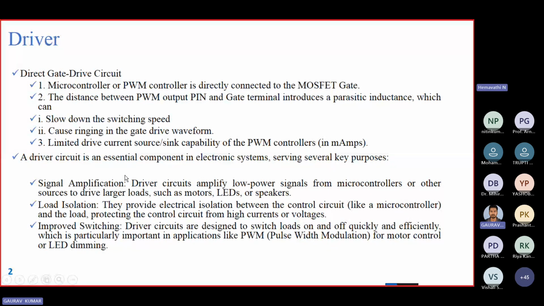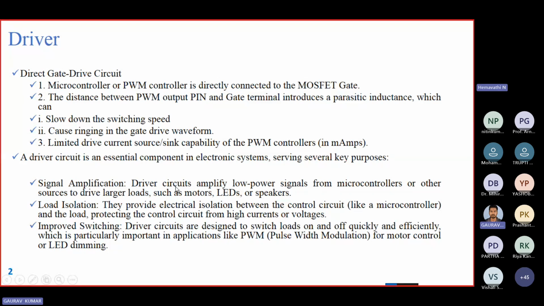So basically, there are three purposes for which the driver circuit is required: for signal amplification, for increasing the voltage level. Because to drive the MOSFET or IGBT, we have to amplify the voltage up to approximately 12 to 15 volt. That's why signal amplification is needed, and that's why we want a driver circuit.